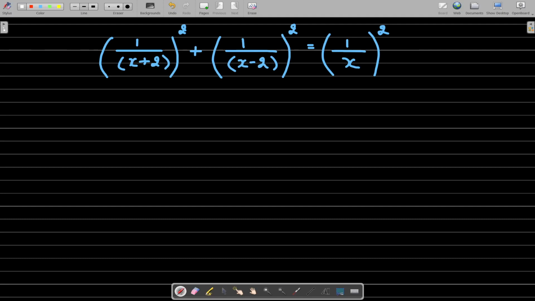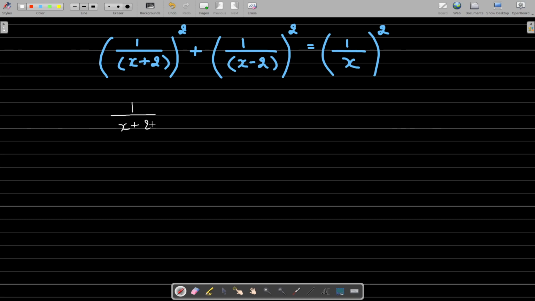Hello learners, in this video we will solve this nice equation and find all the values of x including the imaginary values or the complex values. Alright, so let's begin. On the left hand side we have two terms with different denominators and we can make them the same. So let's do that.